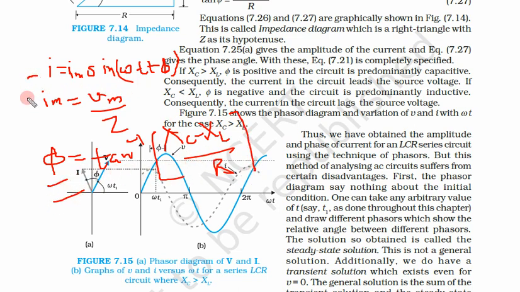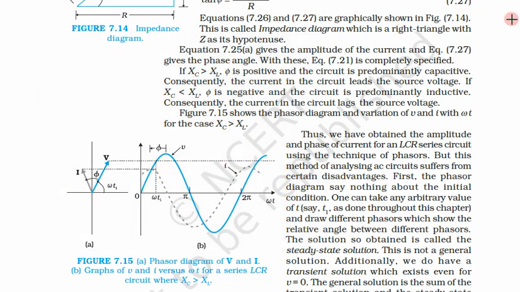So now these values completely satisfy this equation. So now current is known to us. So equation 7.21 is now completely satisfied with this value of phase angle and amplitude of the current. Now there are certain conditions. Suppose in first condition, if XC is greater than XL, what will happen? If XC is less than XL, then what happens? So let us see these conditions.